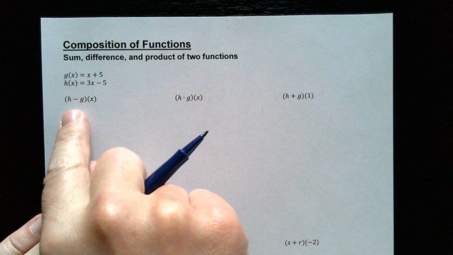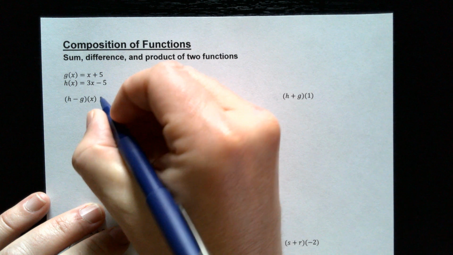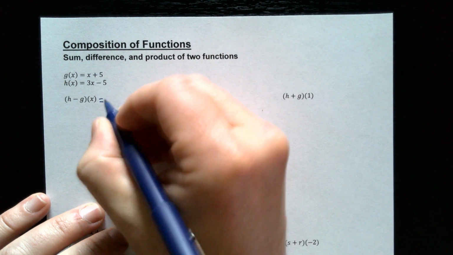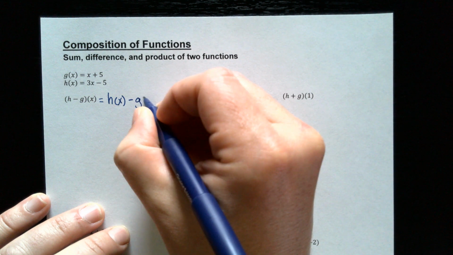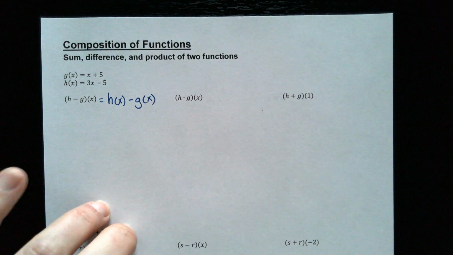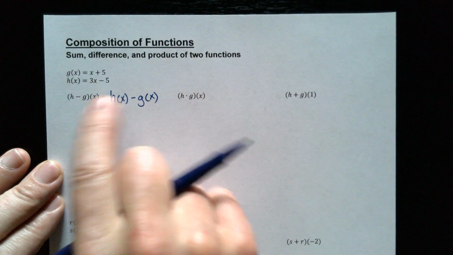The first thing we're asked is to find h minus g of x. So you should note that when it's in this notation, what that actually means is h of x minus g of x. Okay, so you're just going to take the h function and then subtract off the g function and get an answer. That's what this notation means. These are the same thing.